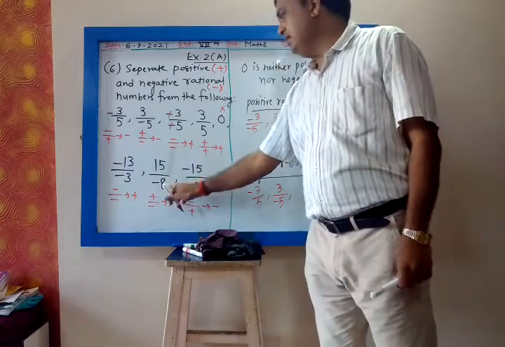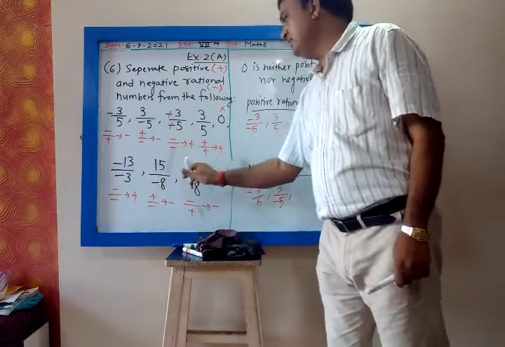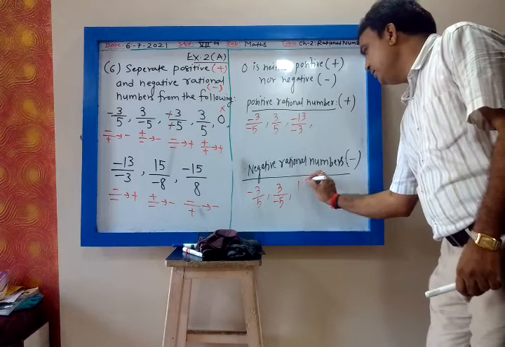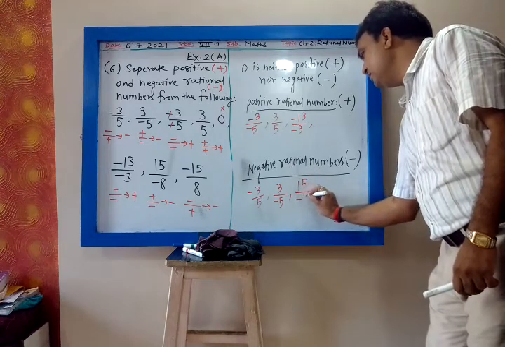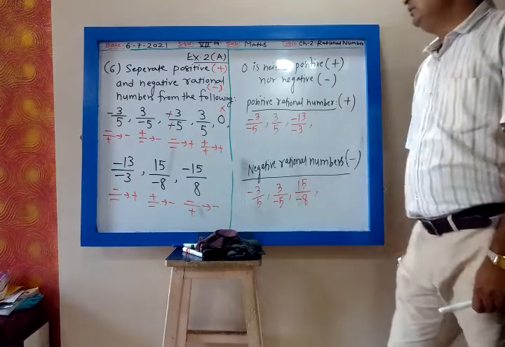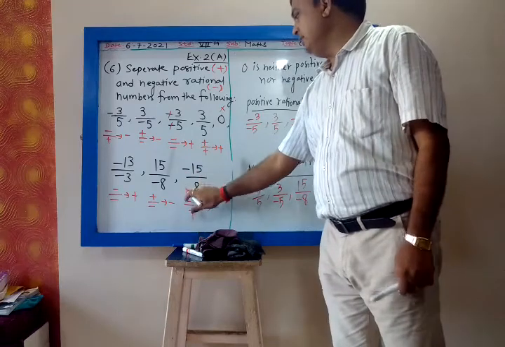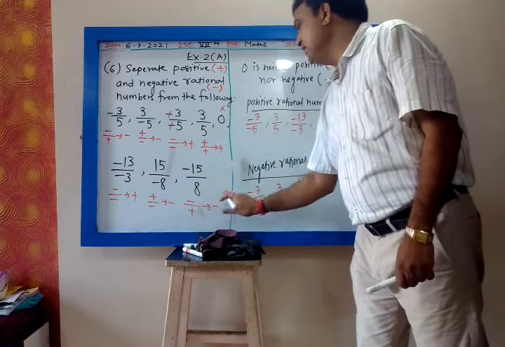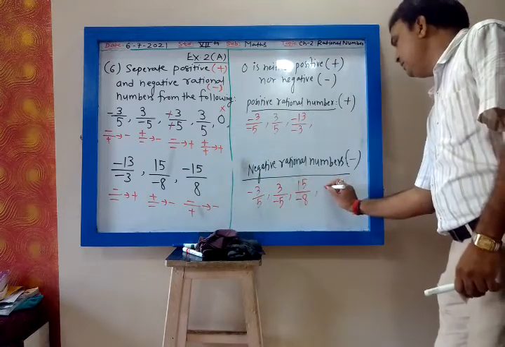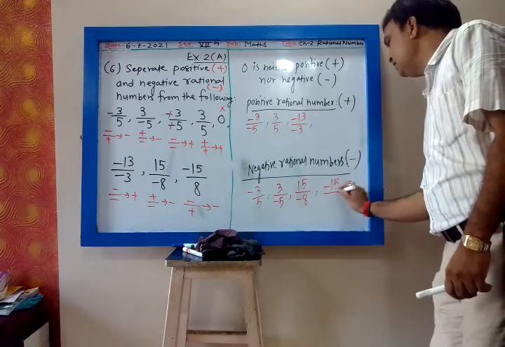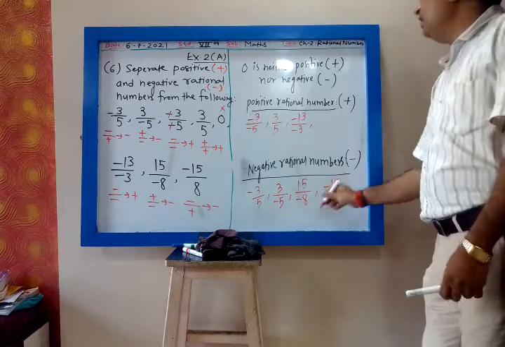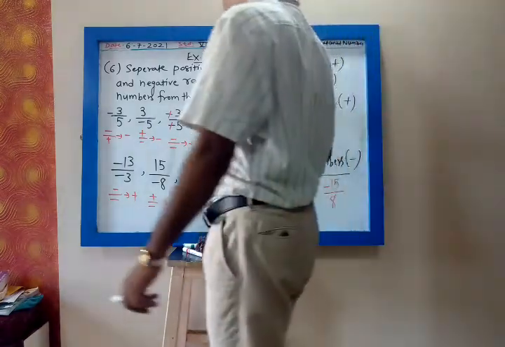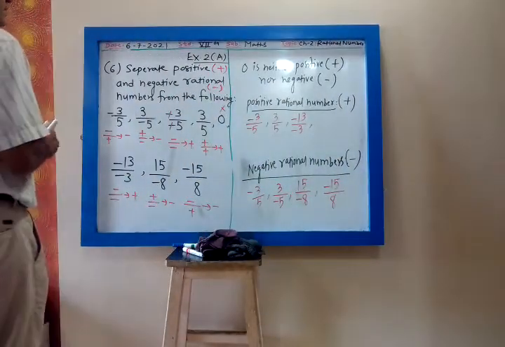Then 15 upon minus 8. Plus upon minus will be minus. So 15 upon minus 8 is a negative rational number. Then minus 15 upon 8: minus upon plus will be minus. So minus 15 upon 8 is also a negative rational number. So these are negative rational numbers and these are positive rational numbers.